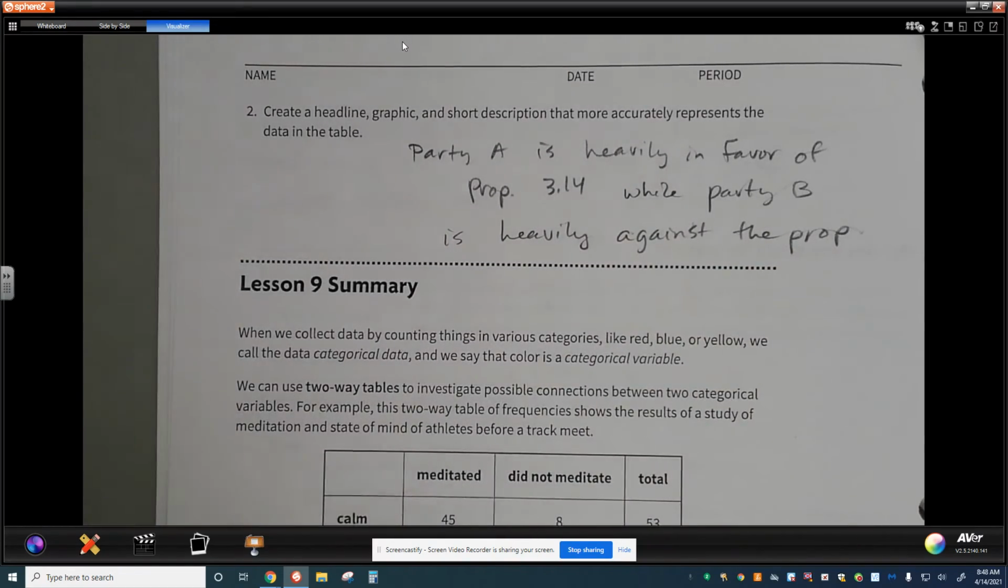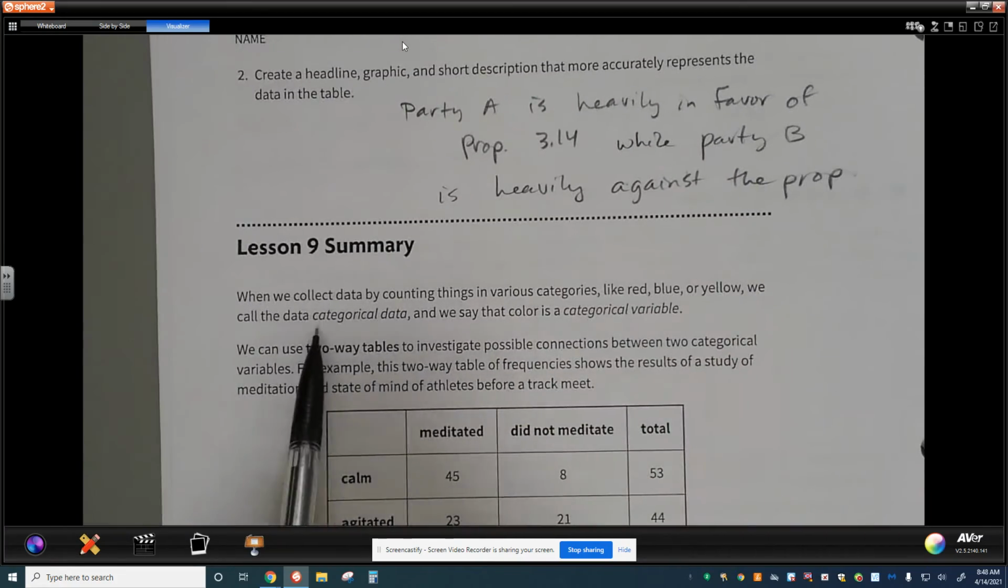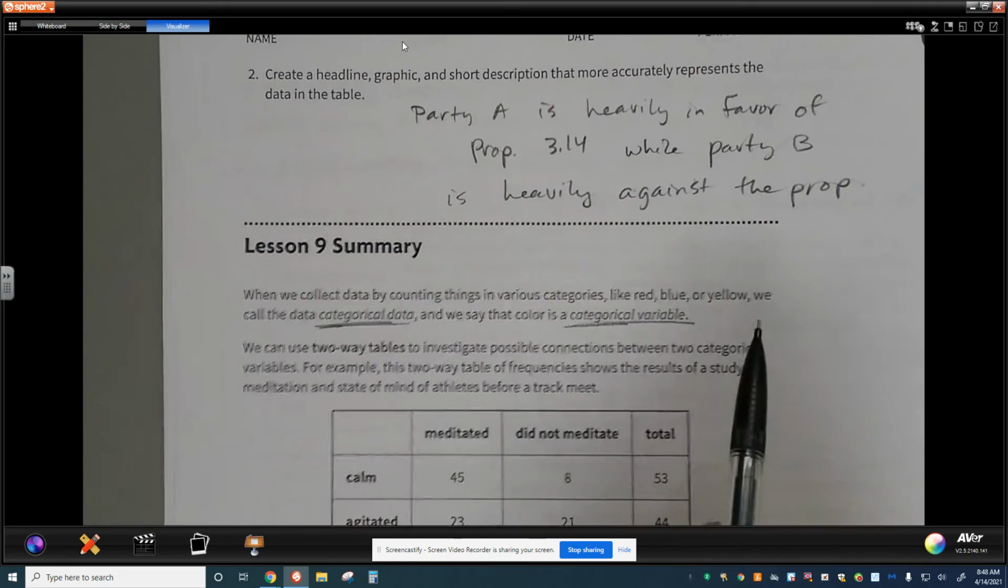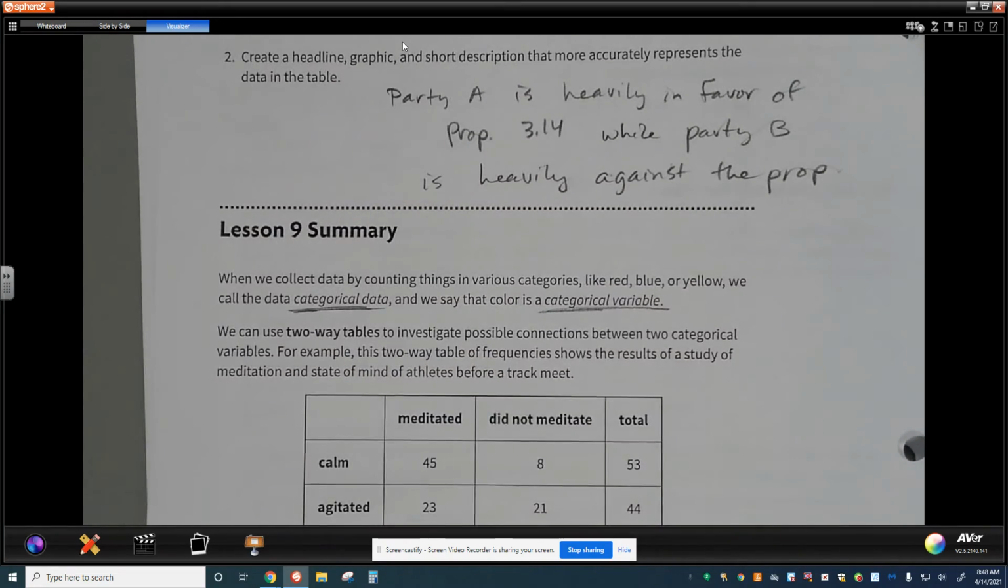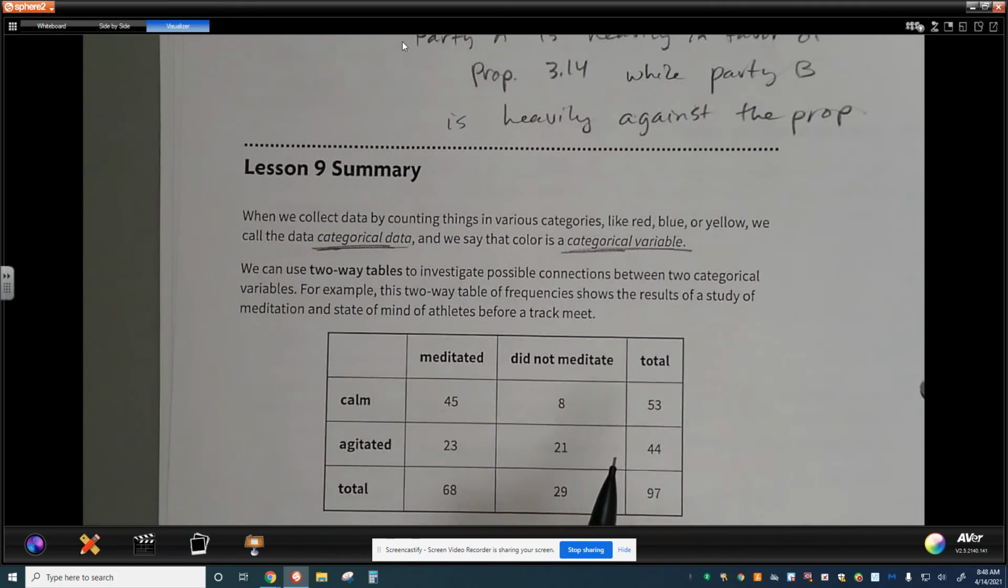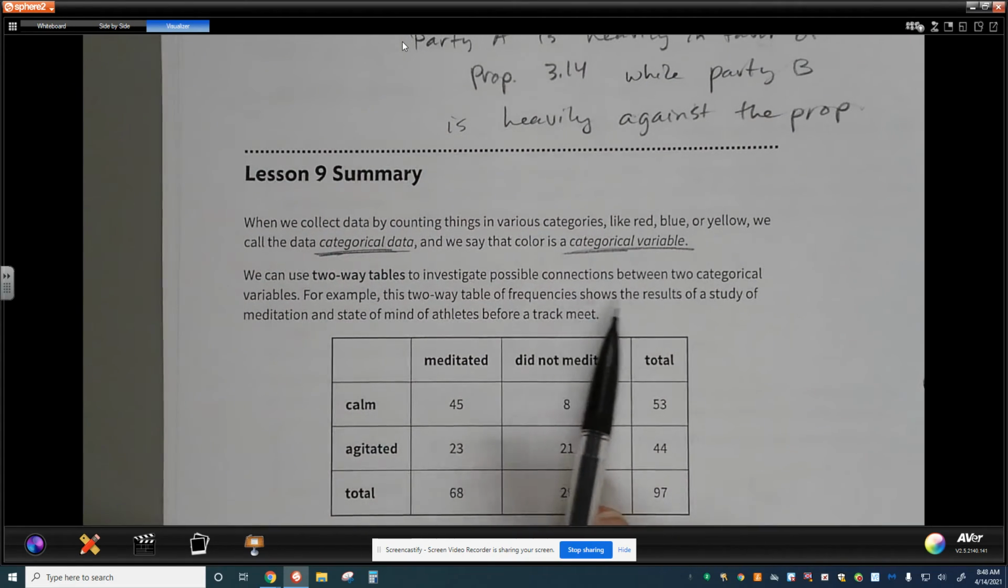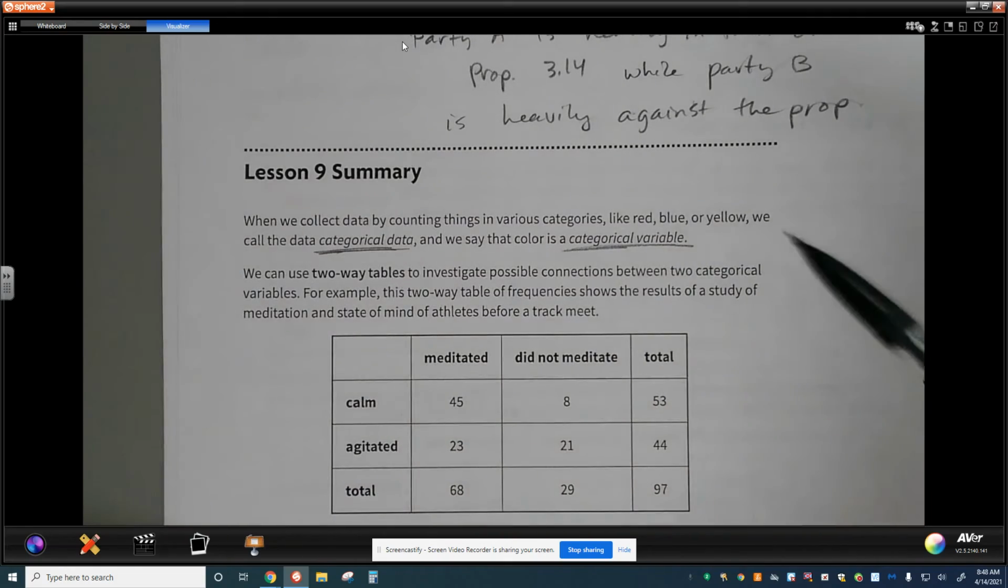And that brings us to the end where we have our summary. When we collect data by counting things in various categories like red, blue, yellow, green, whatever it may be, we take this as categorical data. Okay, and we have a categorical variable. So it's a little bit different than what we did in the previous one. We can use two-way tables to be able to investigate possible connections between the categorical variables, just like we do with scatter plots.